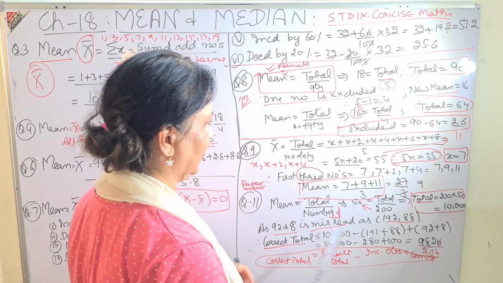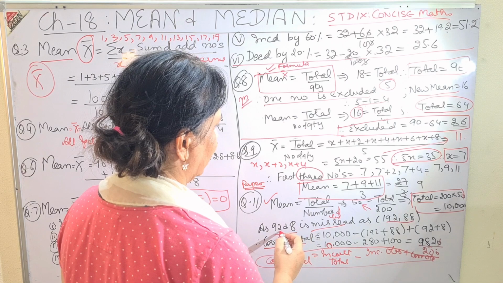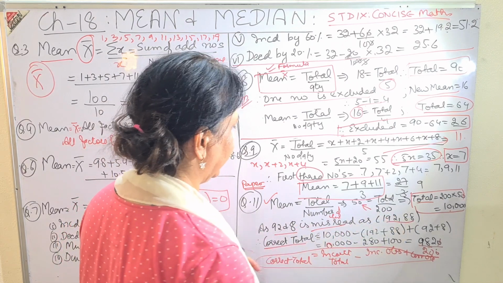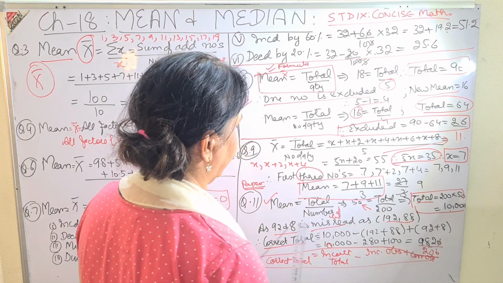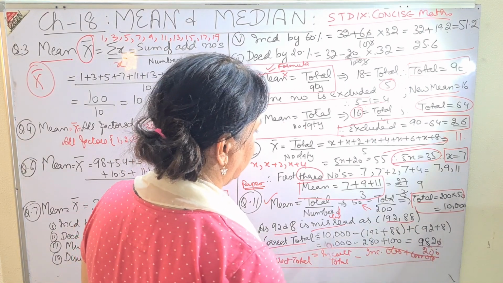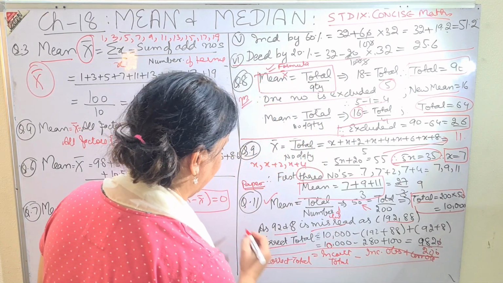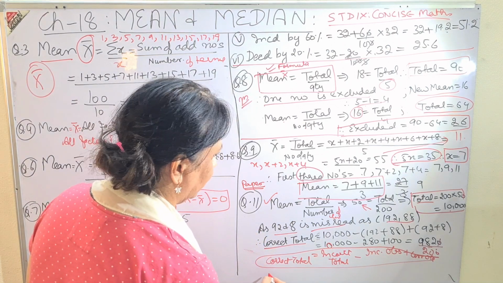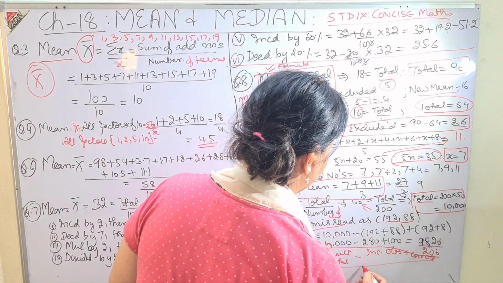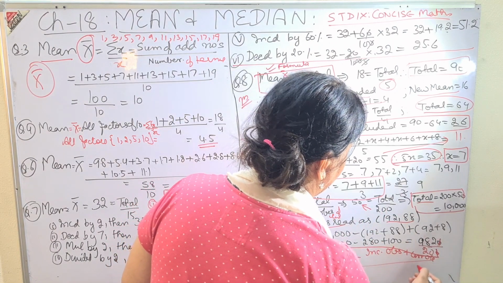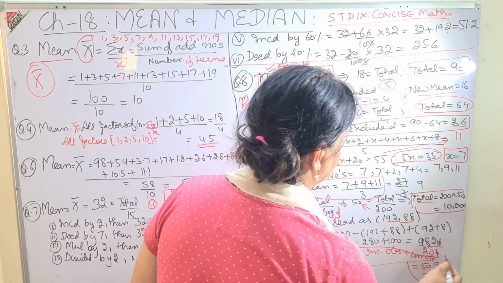Then you just put the formula. Incorrect total was 10,000, which I found in number 1. Then my misread numbers were 192 plus 88, incorrect observations, and correct observations were 92 plus 8. You calculate it, you will get the answer. Then you have to find the correct mean. So correct mean will be equal to whatever you get after minus, divided by 200. 200 items were there. So this will be 9820 divided by 200, and it will be around 50.9. You calculate it and check the calculation two or three times.